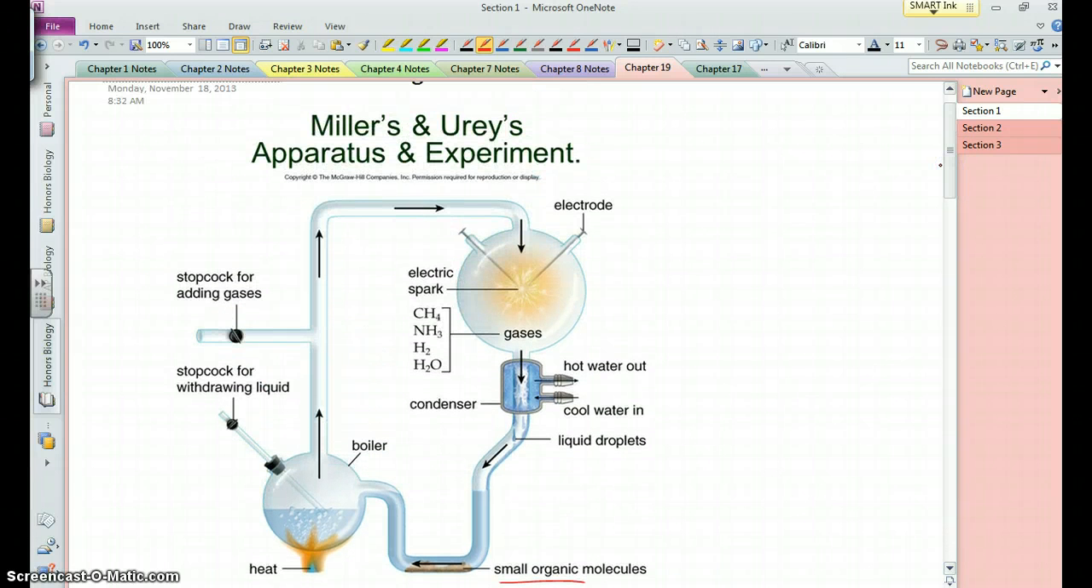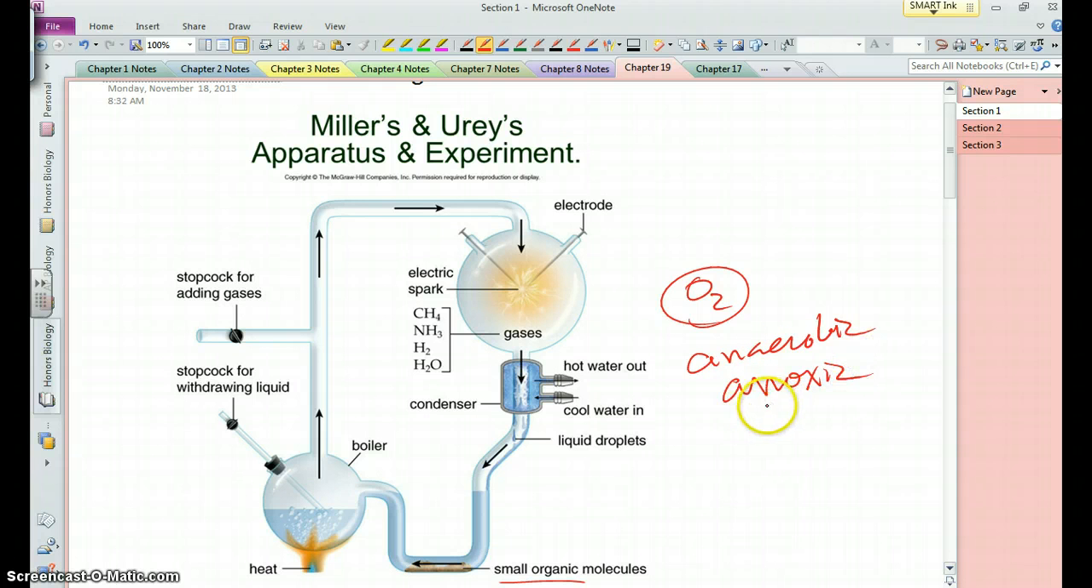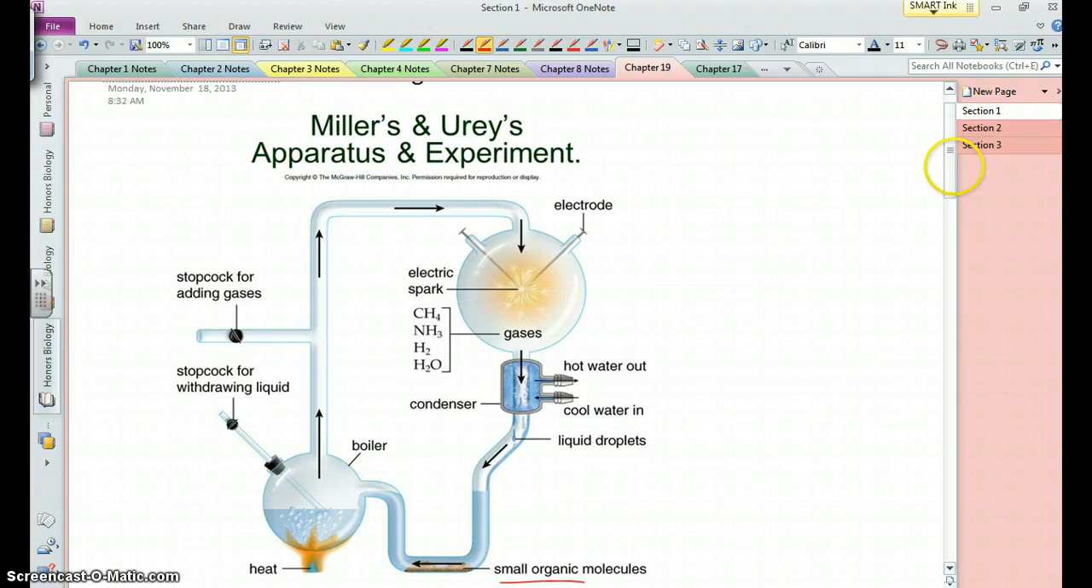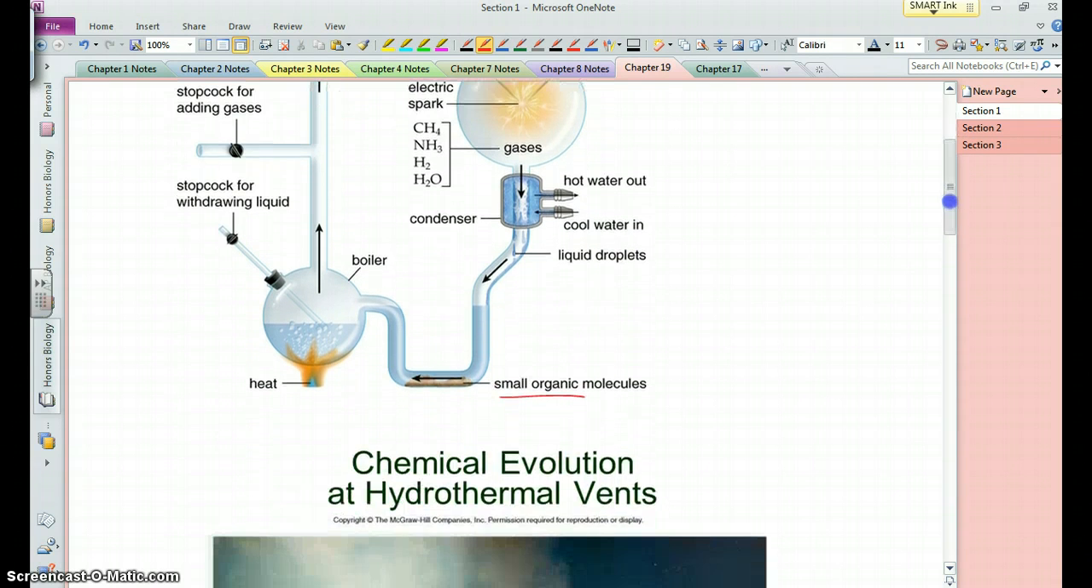Now, one key here is that what you don't see in their mixture is free oxygen. The early Earth was considered to be an anaerobic place, or anoxic, free of oxygen, and also, therefore, it had a reducing atmosphere. There was no oxygen there to oxidize things. And that's a key because when you have oxygen present, it will often break down complex molecules that form and basically prevent that from happening.